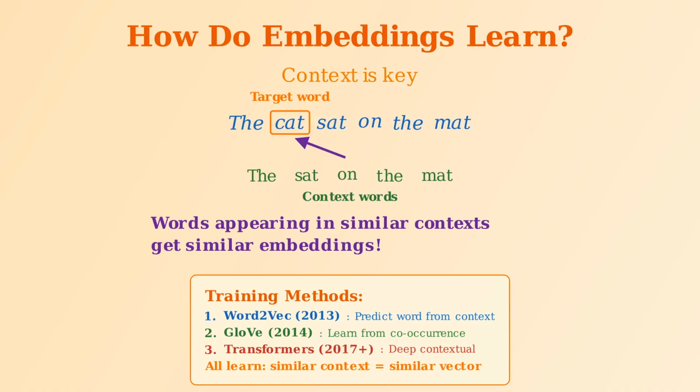Different training methods exist. Word2Vec from 2013 predicts words from context. GloVe from 2014 learns from word co-occurrence statistics. Modern transformers from 2017 onward create deep contextual embeddings. But through massive amounts of text and mathematical optimization, embeddings learn the geometry of meaning.